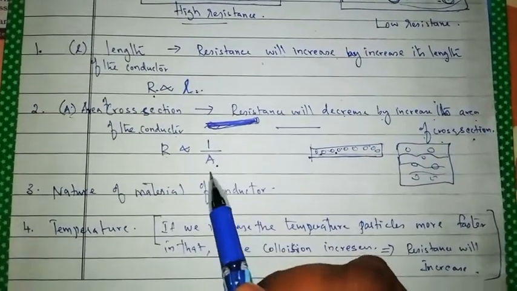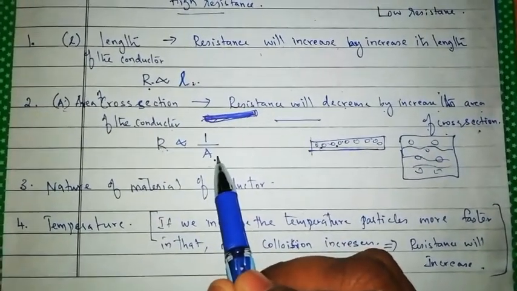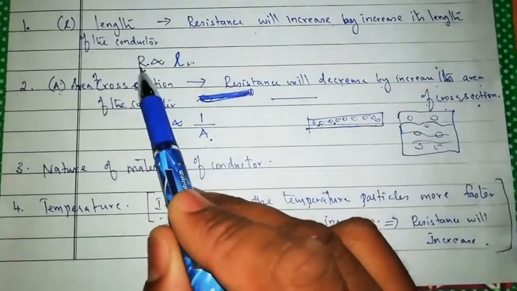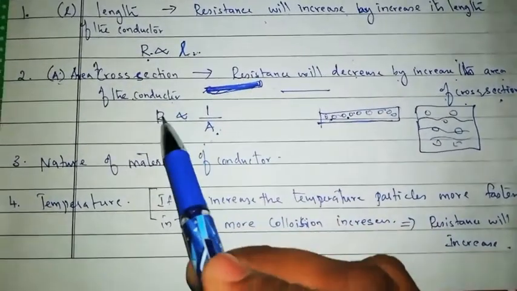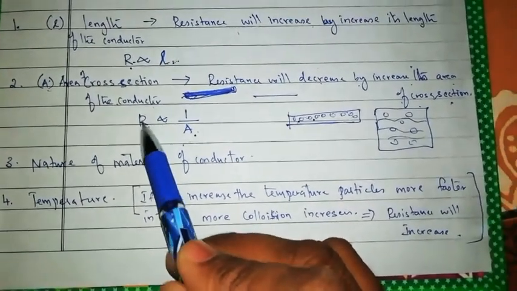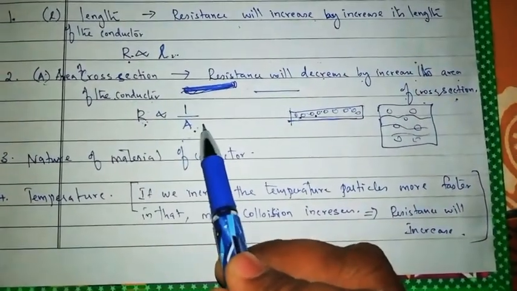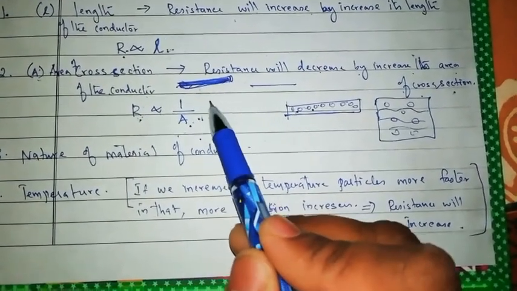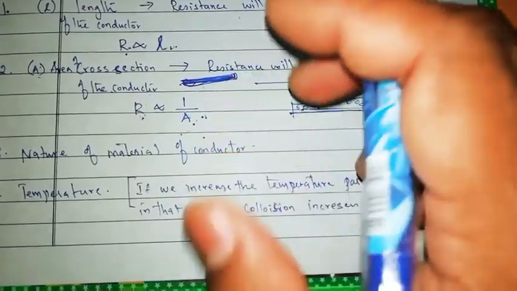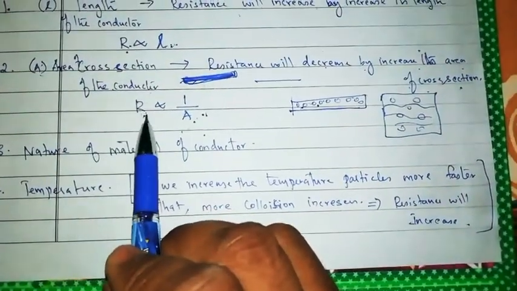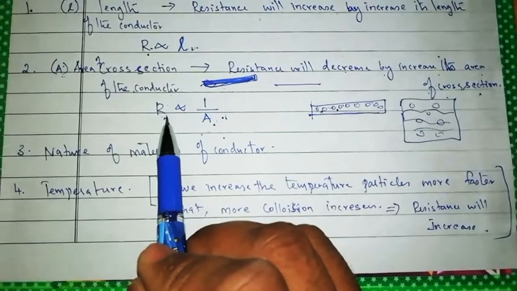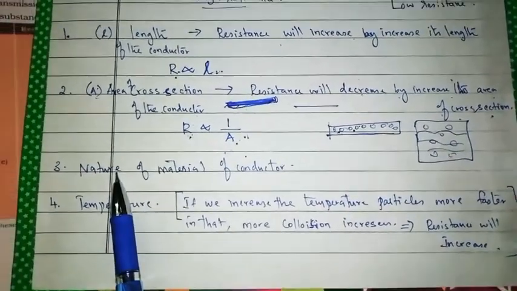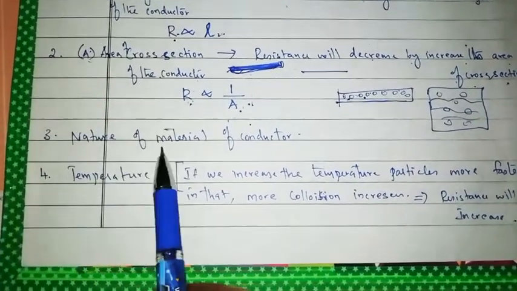Okay, directly proportional means that as length increases, resistance will also increase, but here it's not like that. When will resistance increase? When the area of cross section decreases. When the area of cross section increases, that means if it becomes more and more thick, then the resistance decreases. Clear? Okay.